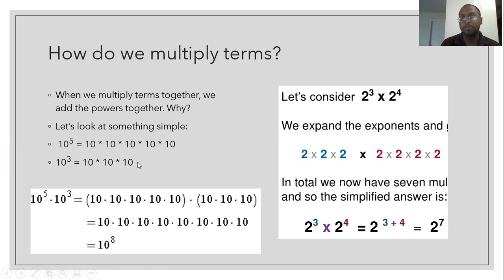Okay, what else is new? All right, well, okay, what's your point? Well, here's my point. I'm going to take 10 to the 5 and multiply it by 10 to the 3. So I'm multiplying these two terms.